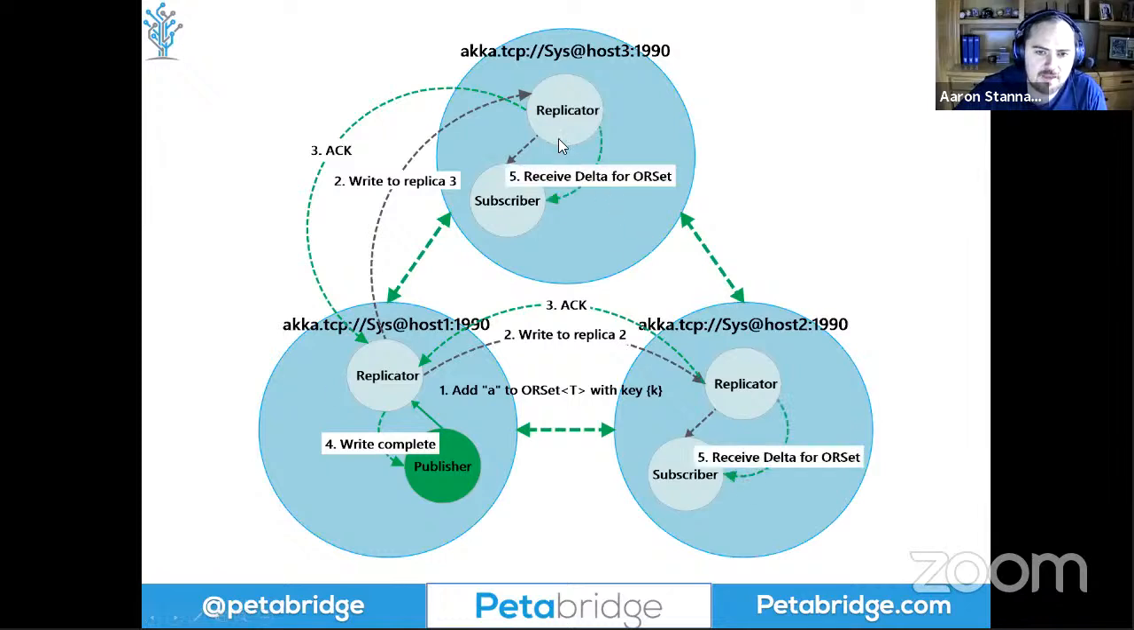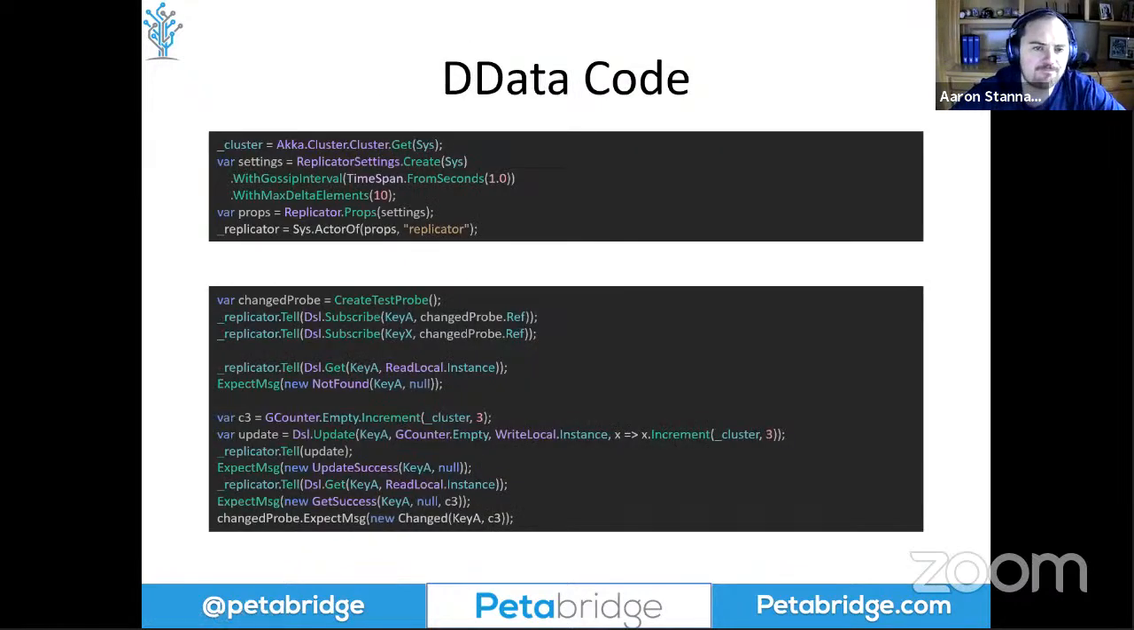And then finally, if I'm subscribed to changes for a specific, let's say, distributed object, I'll go ahead and receive the delta, basically the incremental change that was made to that OR set. I'll receive a delta for that once it's been replicated to my local copy here. So CRDTs are pretty useful for being able to perform this type of, let's say, distributed in-memory replication.